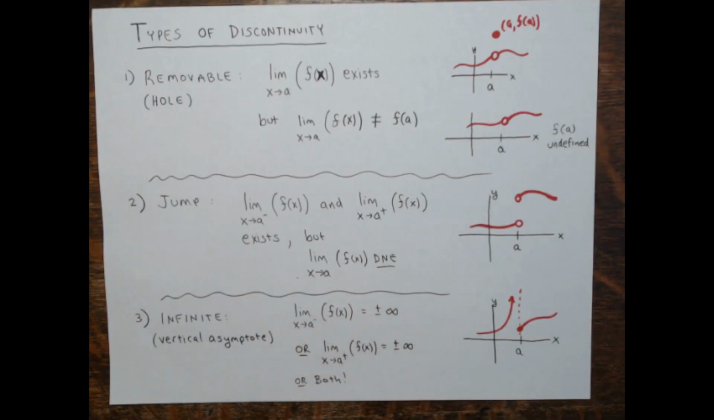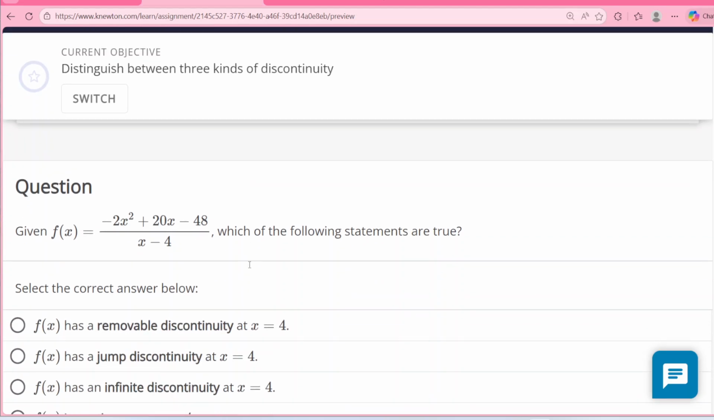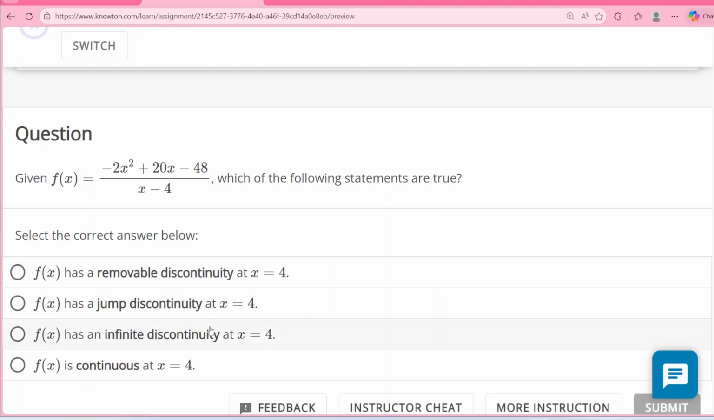All right, so back to the question. We're given this function here, and once again, we have a multiple choice. Select the best answer. So we're given this rational function, right? You've got polynomial divided by polynomial. And we're asked, which of the following statements are true? You notice all these statements revolve around being continuous or discontinuous at x equals 4.